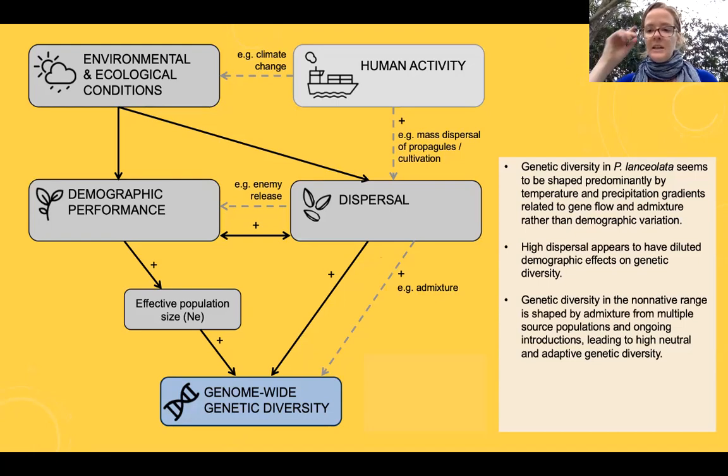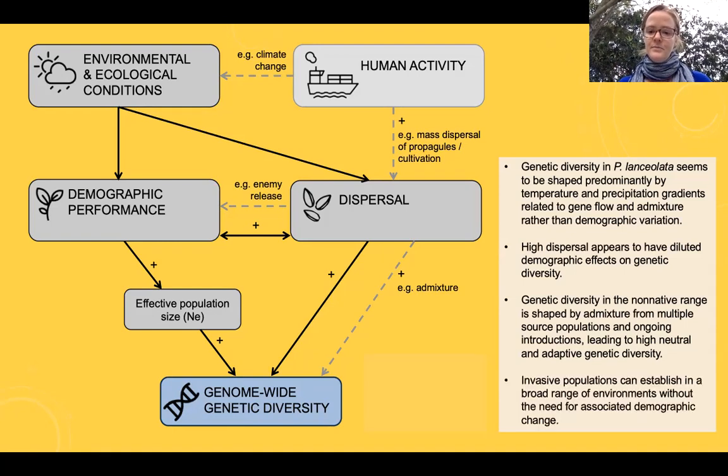So genetic diversity in the non-native range is shaped by admixture from multiple source populations and ongoing introductions, leading to high neutral and adaptive genetic diversity in that non-native range. So it seems from these data that invasive populations can establish in a broad range of environmental conditions without the need for associated demographic change. They're not constrained by those same forces as they would be in their native range.